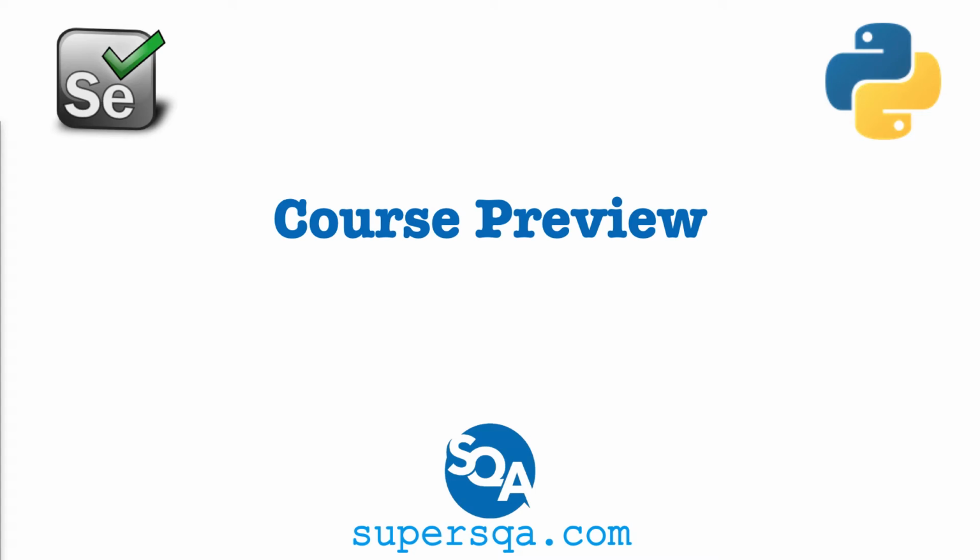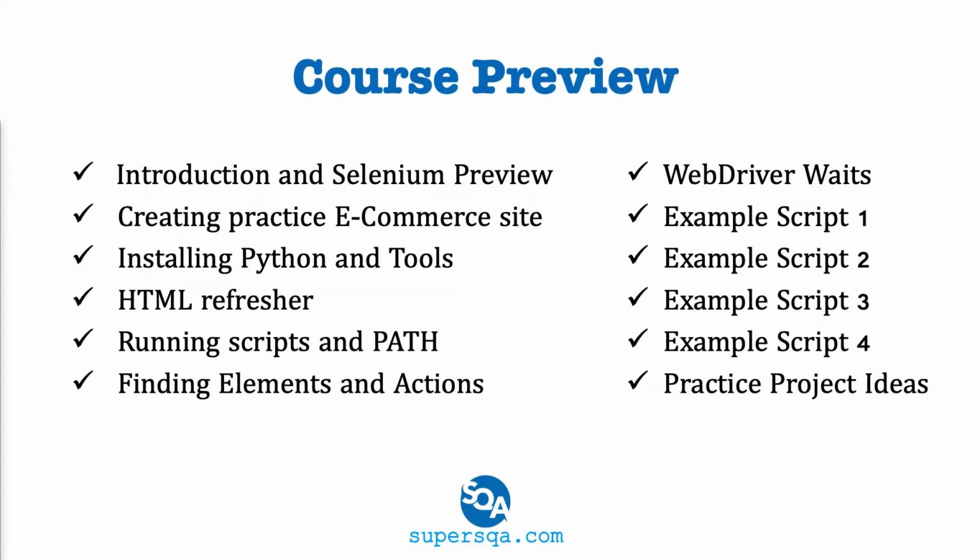So let's quickly go over what we're going to cover in this mini course. Obviously there is an introduction section, and we're going to see a Selenium preview. First, I'm going to show you just a script. I'm going to run a Selenium script and see it work. Then we're going to talk about a practice site, how you can create your own practice site if you want, or how you can use a site that I created that anybody can access. And we're going to talk about installing Python and tools. We're not going to get into details, but I'm going to show you how to get started, if you don't have it. Most of you guys have it.